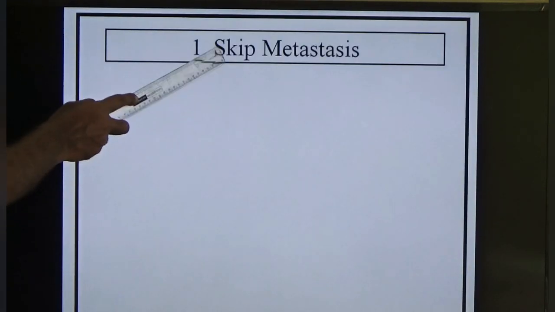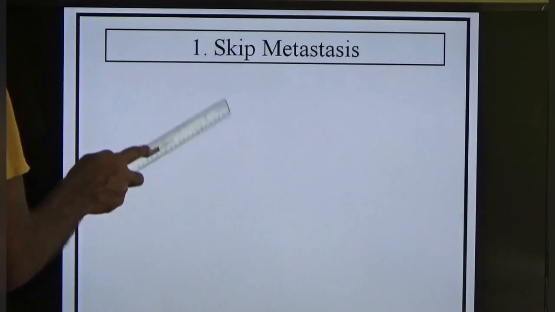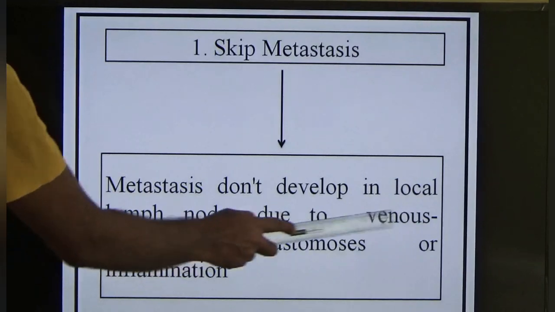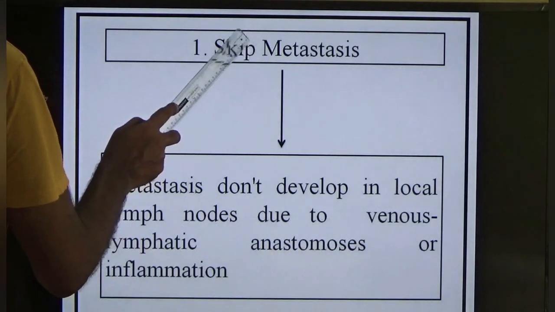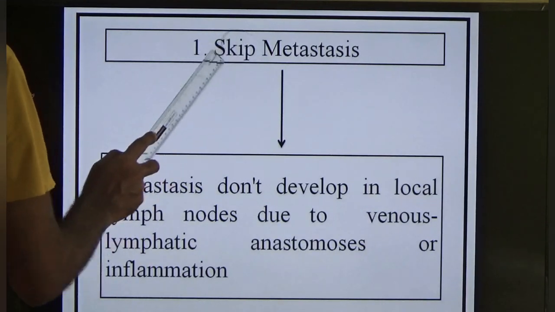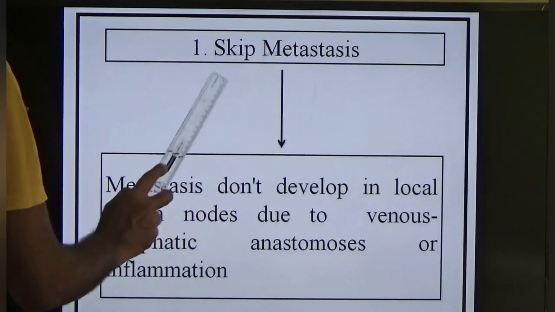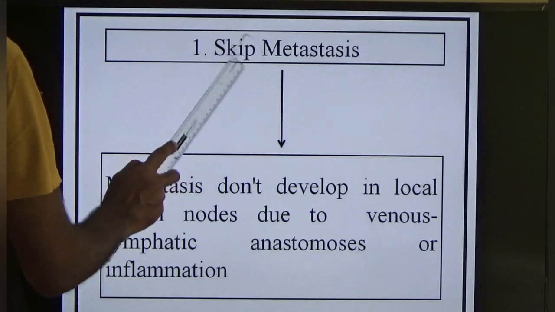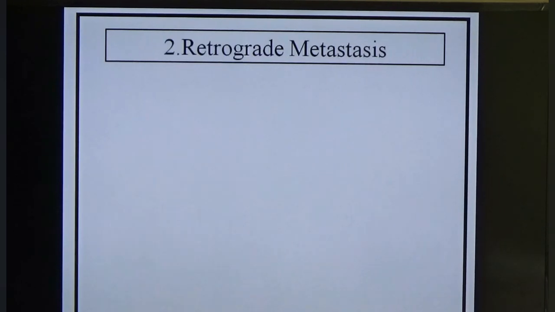Okay, types of lymphatic spread. Skip metastasis. As we studied, normally the lymphatic system affected is the local lymph nodes. But what happens? Metastases don't develop in the local lymph nodes due to venous lymphatic anastomosis or inflammation. Usually, if the tumor is affecting the lungs, it affects the nearby lung tissue and the lymph nodes will normally be affected. But skip means it skips the local part and affects another part. It is known as skip metastasis or skip lymphatic metastasis.